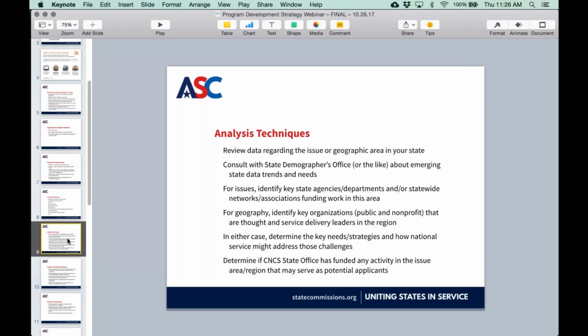Another one that's often overlooked, but could be a great piece of information for you, is talking to your CNCF state office. If you are looking to go into a new geographic area in your state, has the state office funded VISTA programs there before? Is there a Senior Corps presence in that particular part of the state? Understanding what the state office is seeing in a particular region or with a particular issue can help you identify potential organizations and individuals that you might want to talk to as you broach that subject or go into that area. So again, something for you to think about if you haven't done that already.